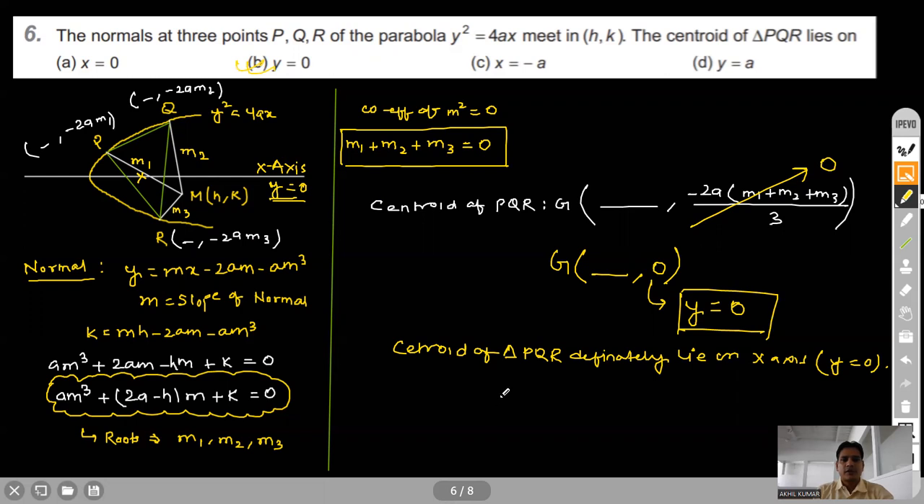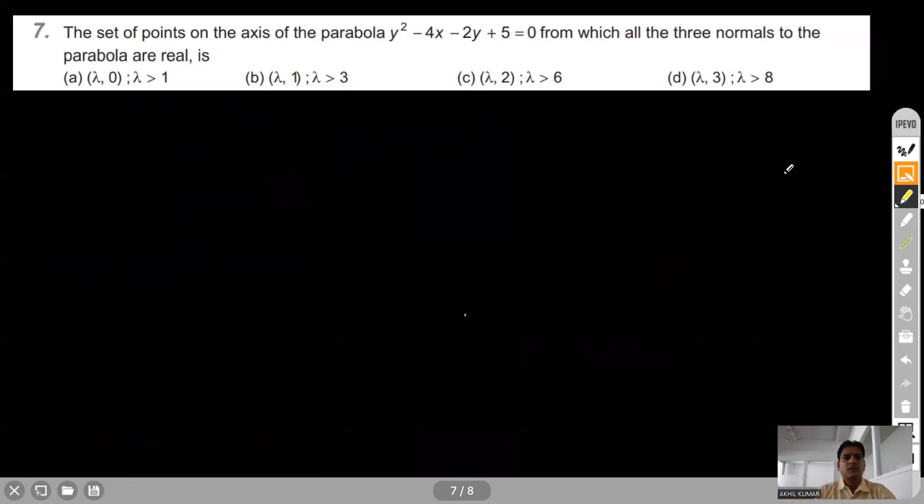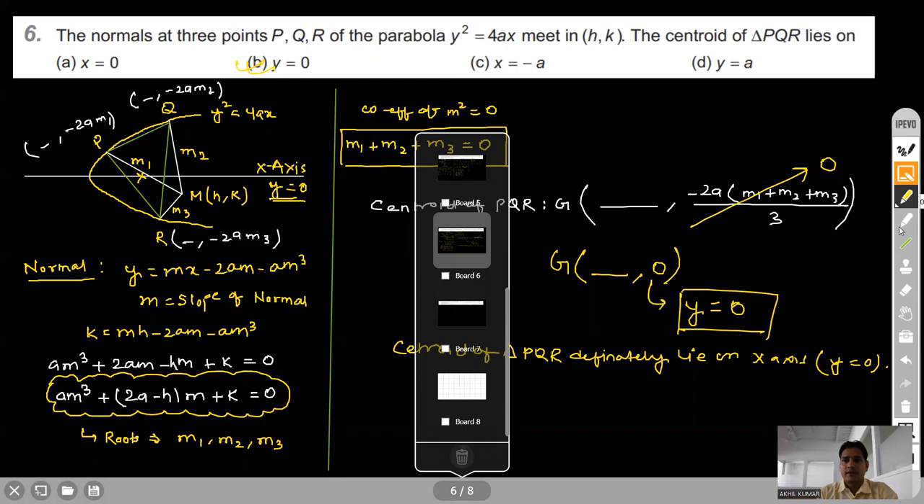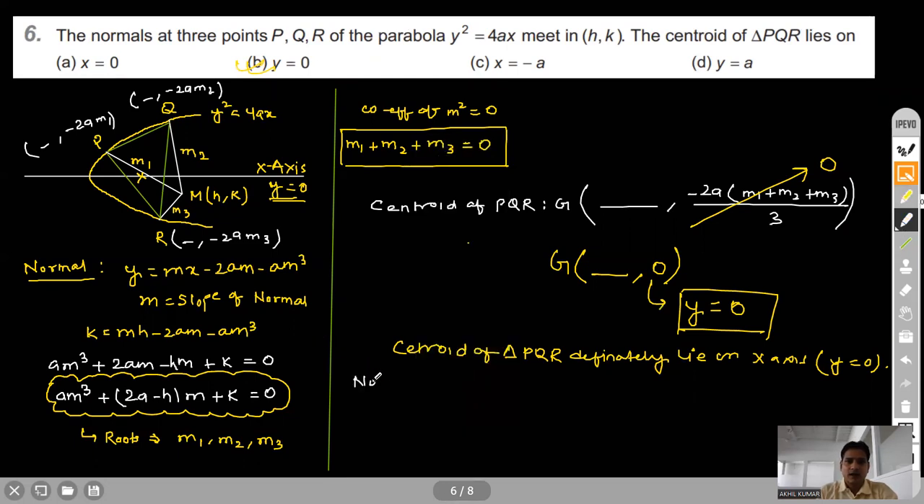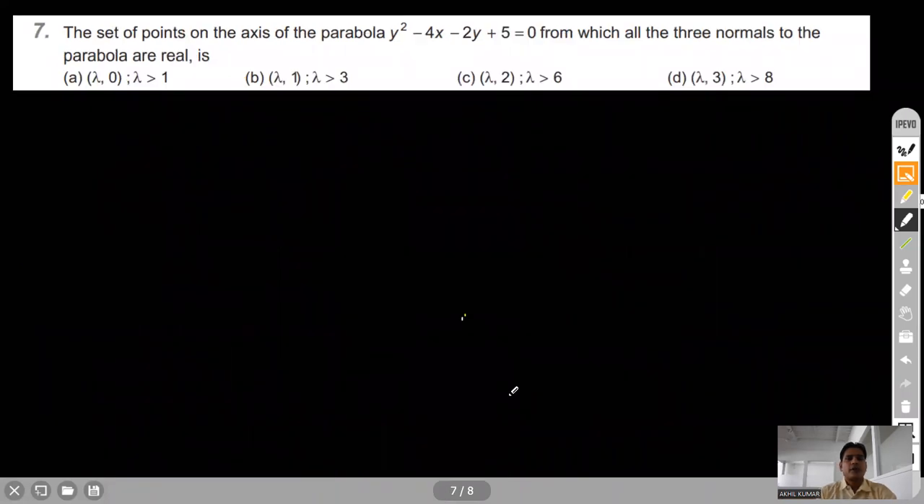So this is our question number 6. Let's take the next one. This is question number 7. What is it saying? The set of points on the axis of the parabola, from which all three normals to the parabola are real. Okay, in the last question also, just a note: these points P, Q, R are basically called co-normal points. Now, let's see this next question. The set of points on the axis of the parabola from which three normals to the parabola are real.